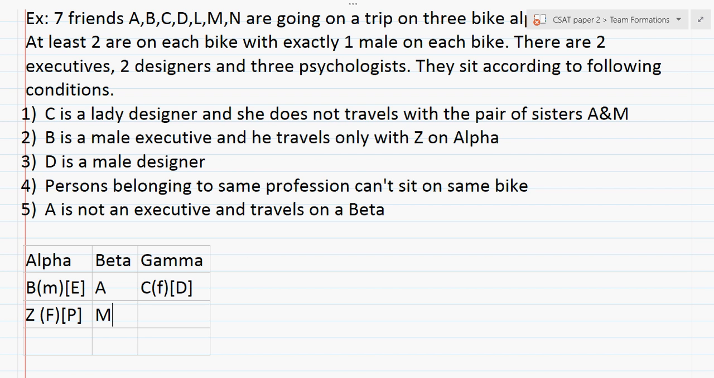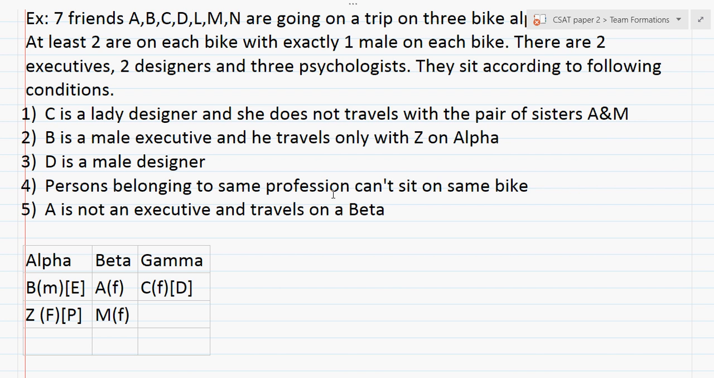So A and M are female, right? Because it's given they are pairs of sisters. So we were not missing any statement, but we were not reading the statements correctly. So A and M are female, which means there has to be at least one male here. Who is left? A, B, C, D is left, and who else is left? L is left again, right? So L and D are left. Are we given anything about these two?